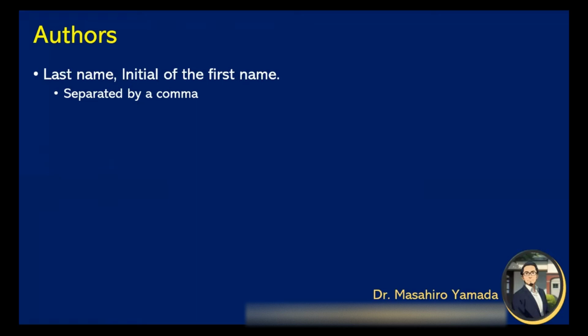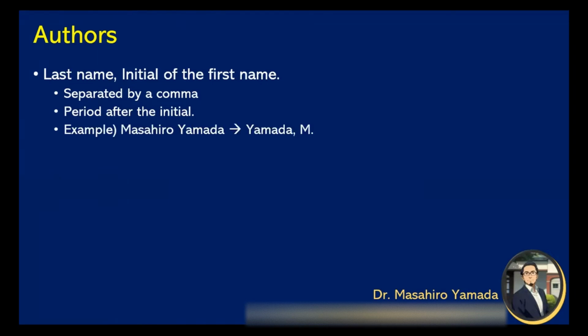After spelling out the last name, you put a comma and then you use the initial of the first or middle name. After the initial of the first name, you put a period. For example, my name is Masahiro Yamada. Masahiro is the first name, Yamada is my last name. So you bring the last name to the beginning, separated by a comma, then the initial of my first name, and a period.